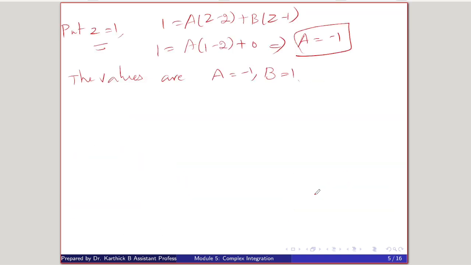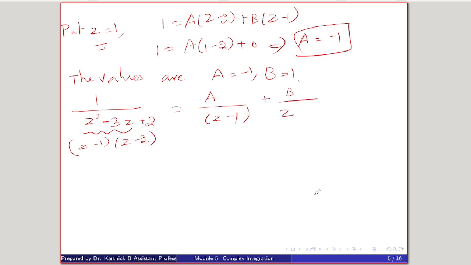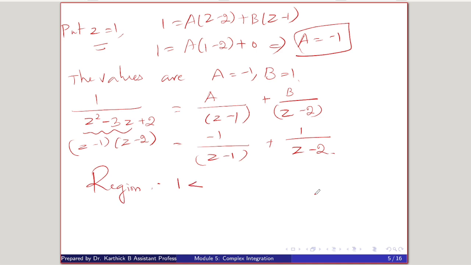So then we can represent this, factorized into z minus 1 and z minus 2, in the form of a by z minus 1 plus b by z minus 2, and I substitute a equal to minus 1 and b equal to 1. So we have made a simplified form. In this problem, they have given a region. What is the region here? It is 1 less than mod z less than 2.